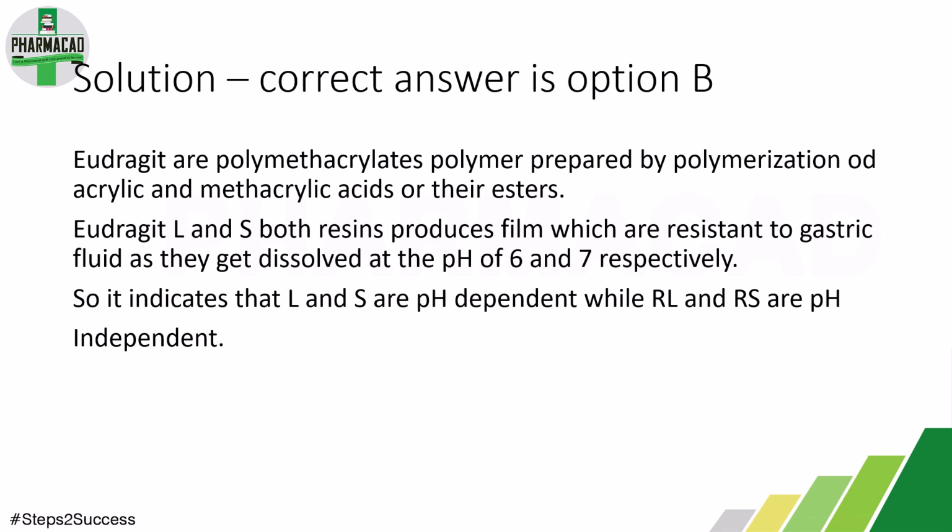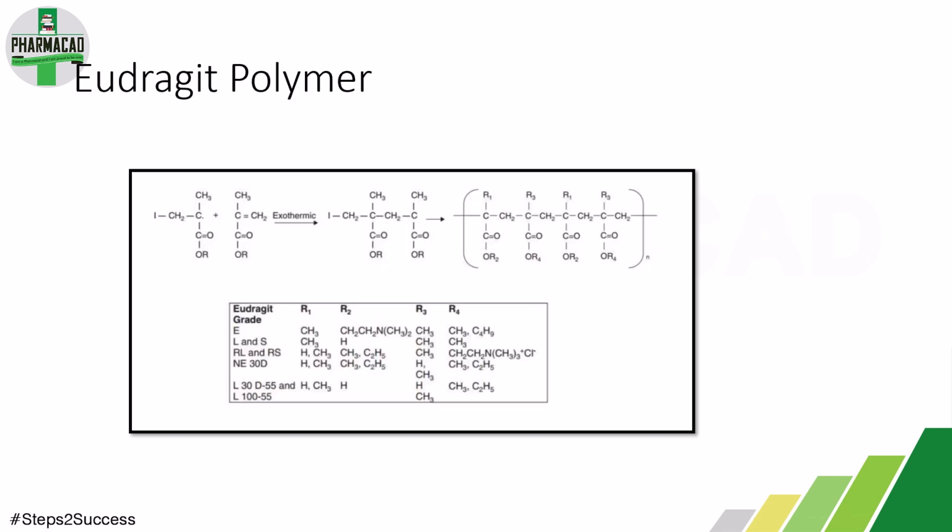So it indicates that L and S are completely pH dependent. So vice versa, RL and RS are pH independent polymers. So you have to remember that Eudragit has many types, that is L, S, RL, RS. These types are very much important and they can be asked in any form in examination.